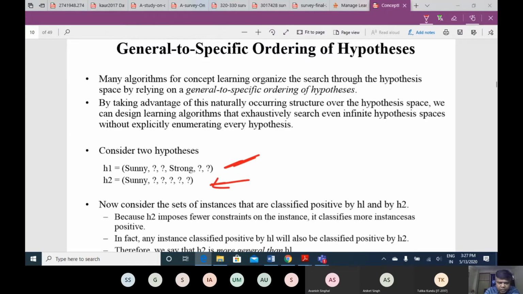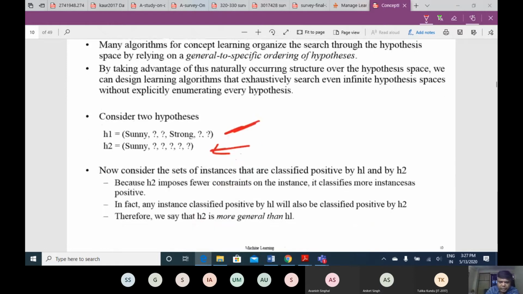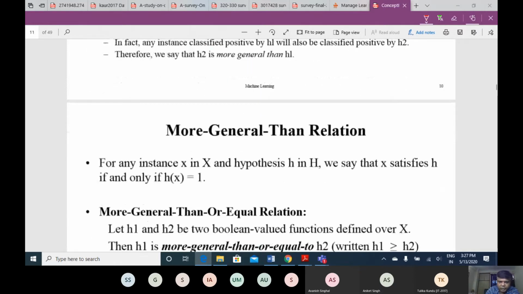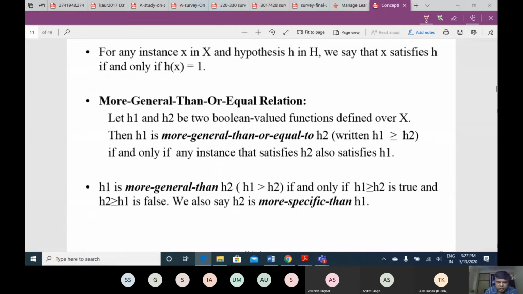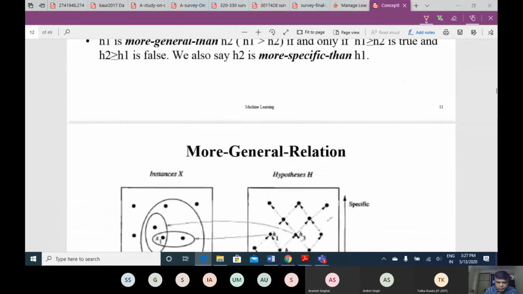So when a particular hypothesis is more general, if H2 is more general than H1, that means H1 is a subset of H2. H1 includes all those instances which are already there in H2. H2 may be larger than H1, and we can represent more general by the greater than or equal to symbol. So if H1 is greater than or equal to H2, that means H1 is more general than H2. So this is the terminology used in this.